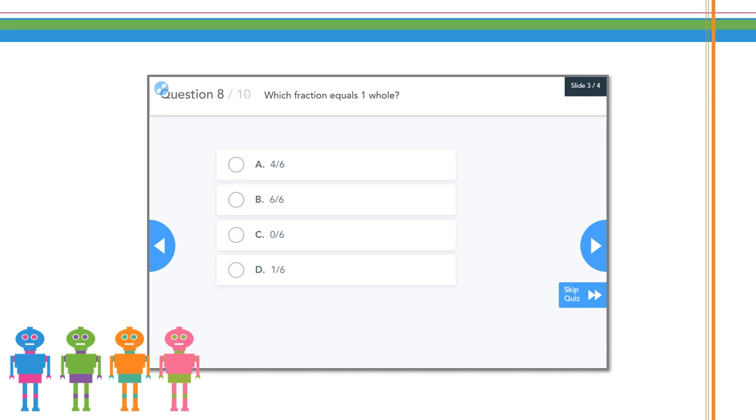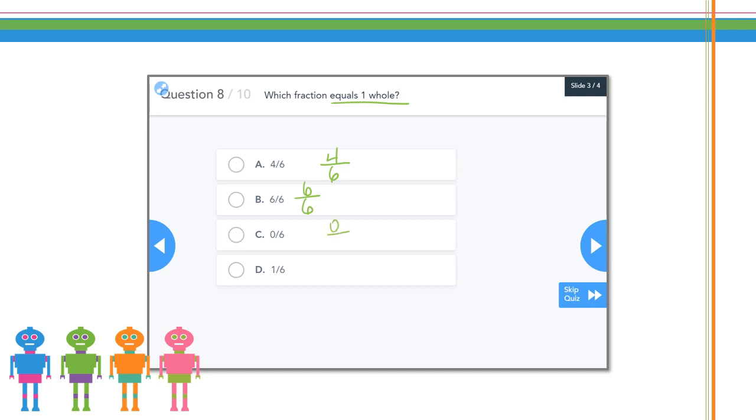Question 8. Which fraction equals 1 whole? Well, I know that when I have a fraction that equals 1 whole, my numerator and my denominator are the same number. The reason is that I have the same number of parts as it takes to make 1 whole. So let's take a look. If I have 4/6, then I have fewer parts than I need to make the whole. If I have 6/6, then I have the same number of parts as it takes to make the whole. But let's check the other two.